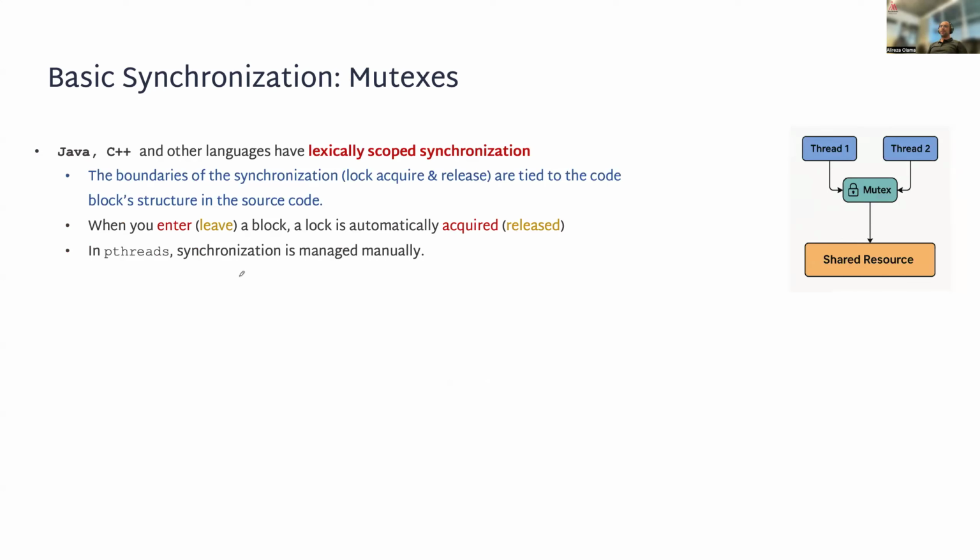So this was a very basic implementation of locks. But in Java and C++, you have some special locks called lexically scoped synchronization, which means the boundaries of the synchronization, the lock acquire and release, are tied to the code block structure. If you enter a code block, you acquire the lock automatically, and when you exit your code block, you release the lock automatically. But in Pthreads, you have to do this synchronization manually.